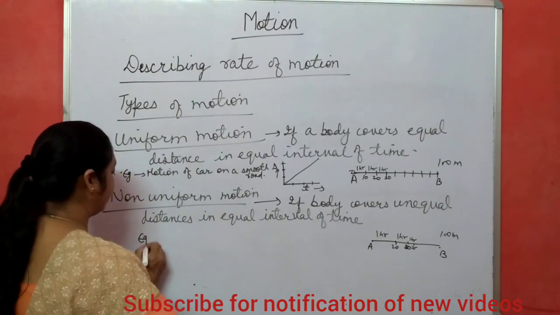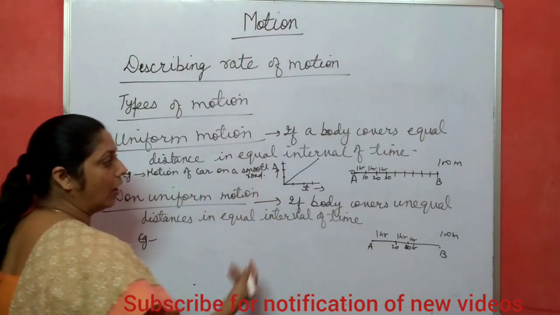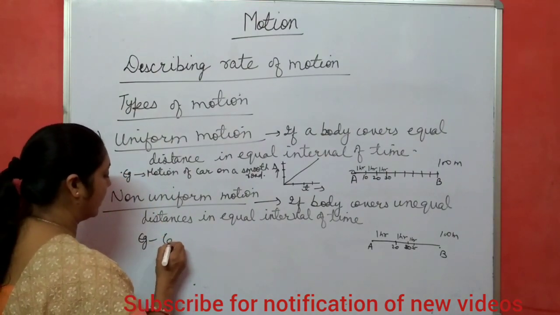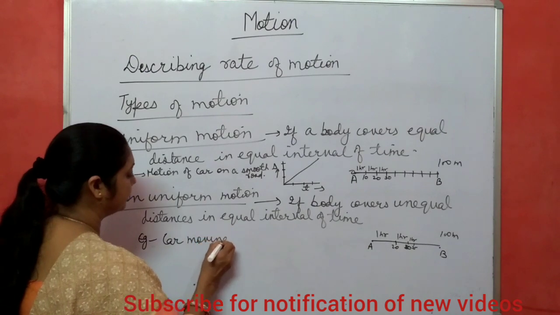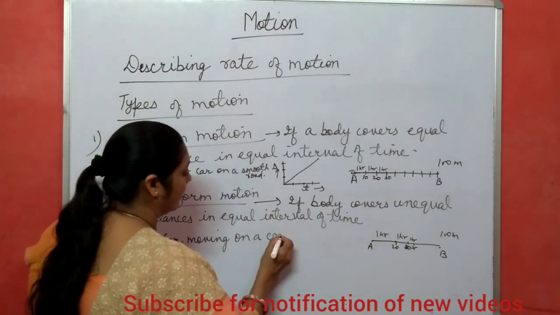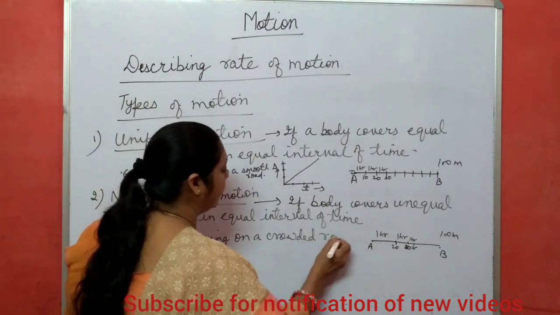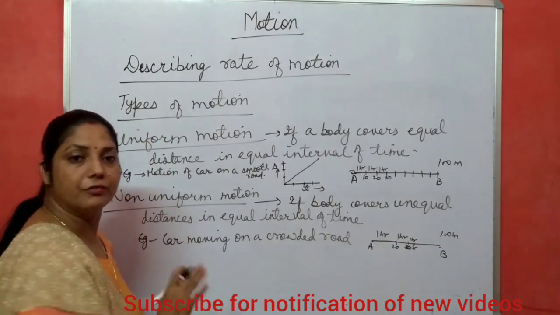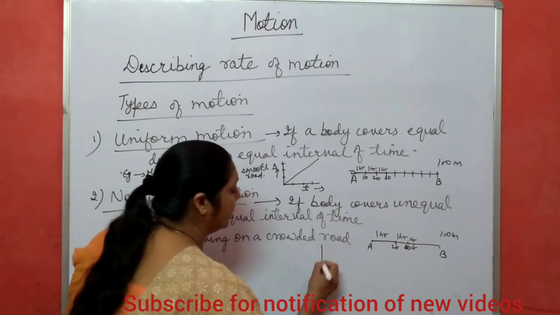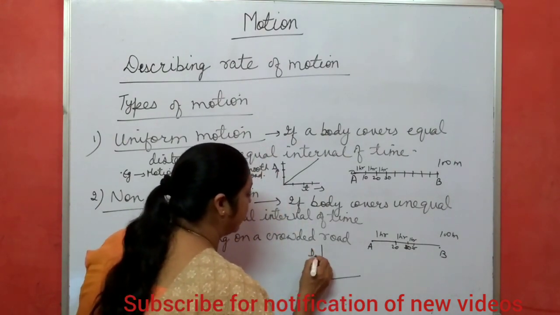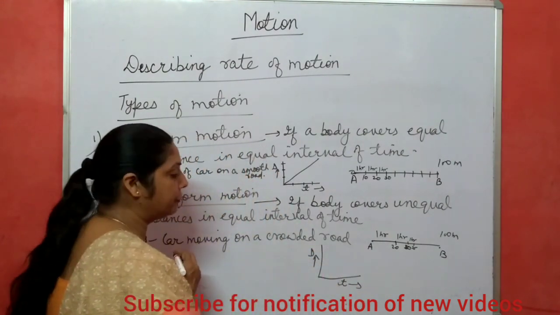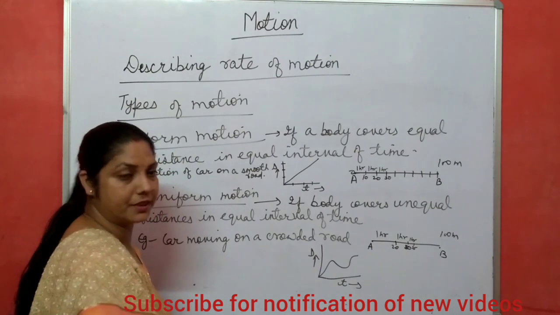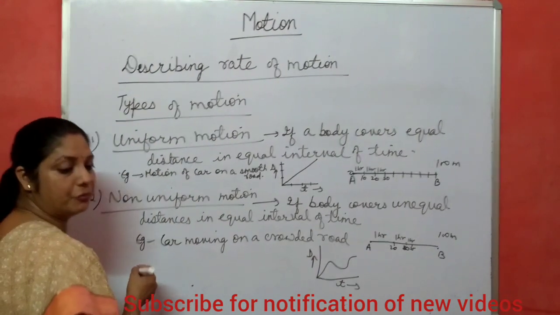You can say that the motion of the body is non-uniform. You can write any one example. Motion of a car on a crowded road is non-uniform. Or in a hilly area where obstructions are present, the motion of a car is non-uniform. And if you plot a graph between distance and time in case of non-uniform motion, it is not a straight line. It may be any type of curve. Okay, so these are about types of motion.